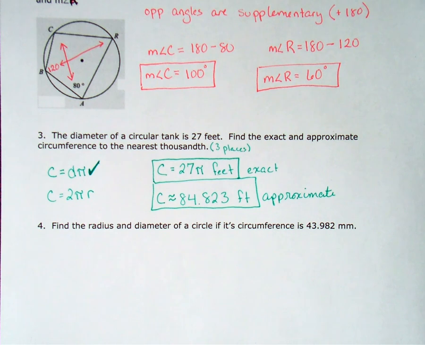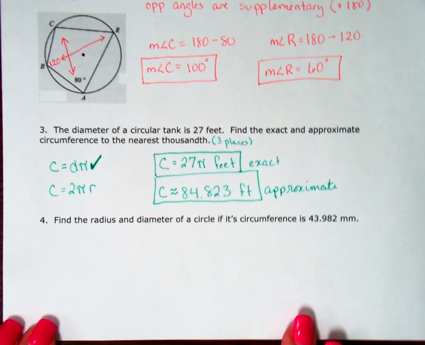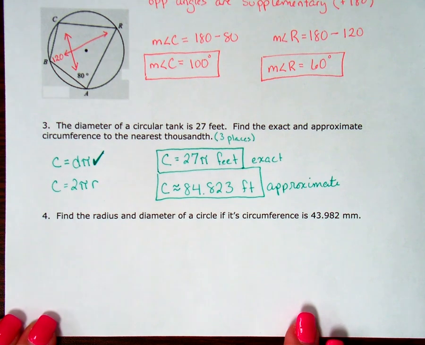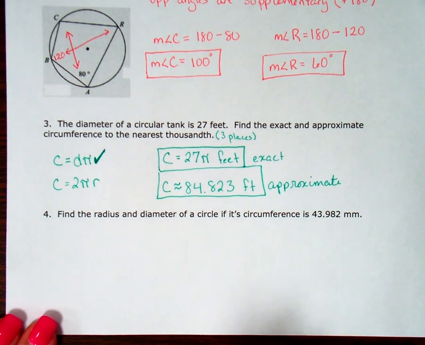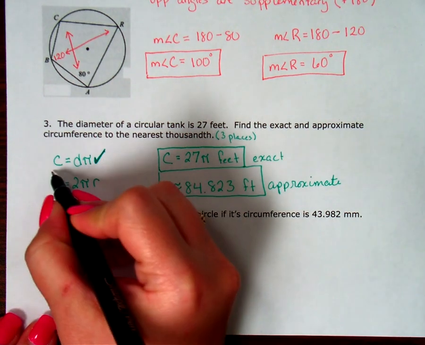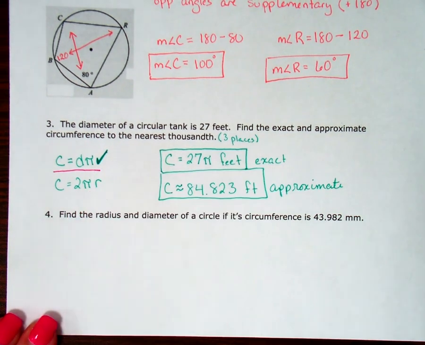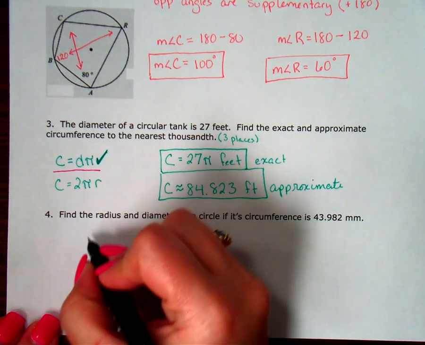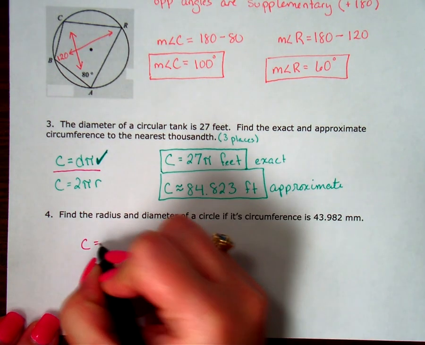Let's start on number 4. Find the radius and the diameter of a circle if its circumference is 43.982 millimeters. Okay, so I'm going to have to find the radius and the diameter. I'm going to stick with this first formula here. Circumference equals d pi, and then after I find the diameter, I know that the radius is just half of that. So I'm going to find the diameter first, and then I'm going to divide that to find my radius.